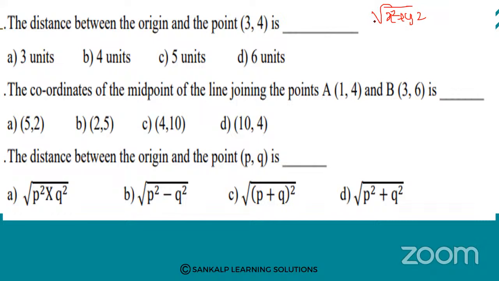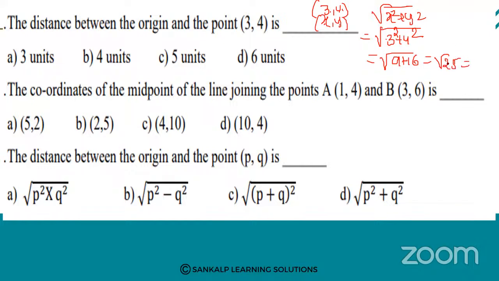That means 3, 4 is the value of x and y. X value is 3, y value is 4. Therefore, if you substitute these values in the formula, 3 square plus 4 square, that is root of 9 plus 16. 9 plus 16 is root of 25. 25 is a perfect square number.